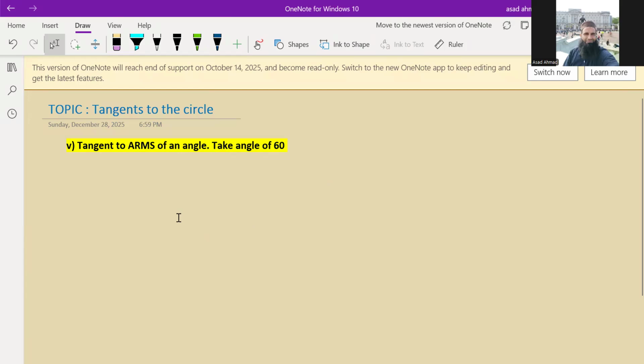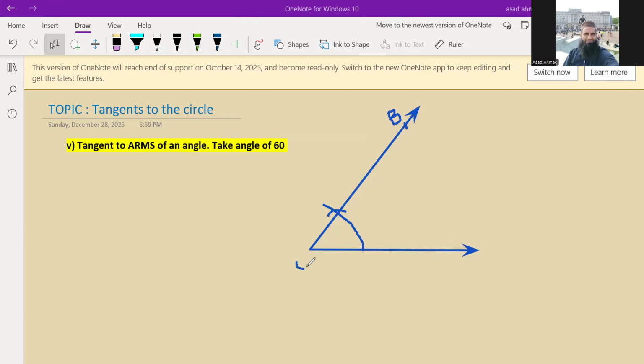Next topic is tangent to the arms of an angle. We will first make the angle, like for example it has been given to take a 60-degree angle. So the 60-degree angle will be made with the help of the compass, and you know very well that for making a 60-degree angle you need to make an arc. First arc is of 60 degree, and then you will label it. For example, this is point B, this is O, and this is point A. So AOB is 60 degree as per the question. So first you will make a 60-degree angle.